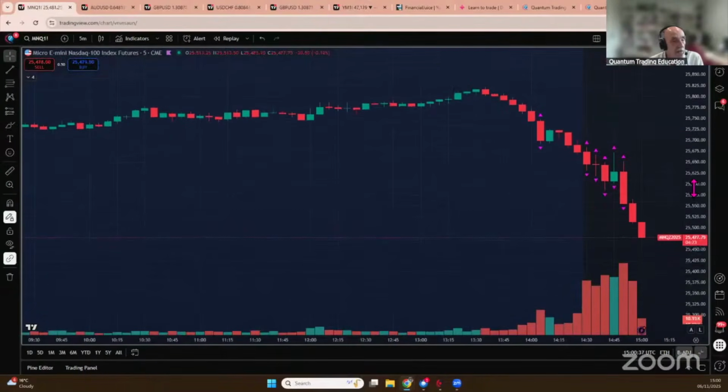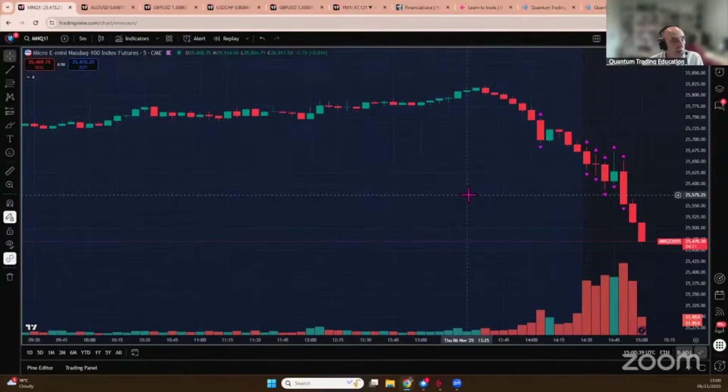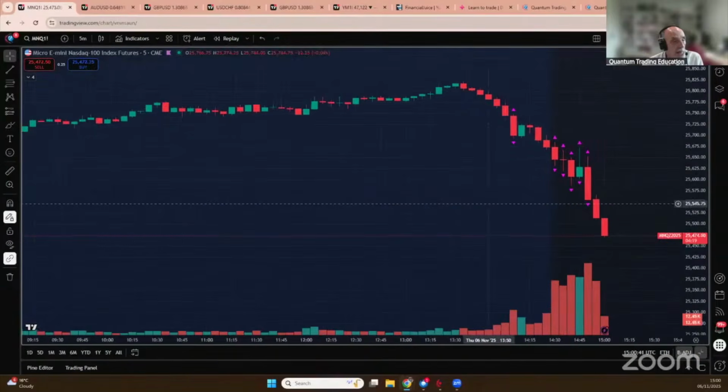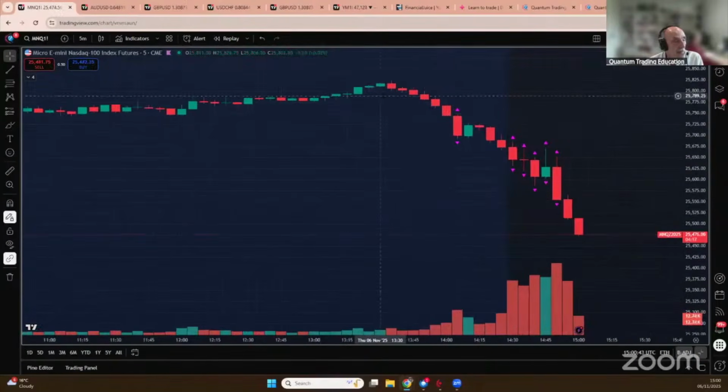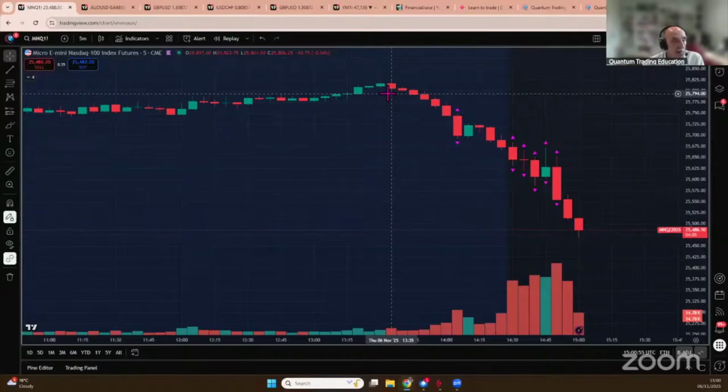This is just a classic example of a price waterfall in operation. This is 1:30 our time, which is an hour before the cash markets open. And this is 2:30 when the cash markets did indeed get underway. And it's a classic example of a price waterfall. It's what you need to look out for.